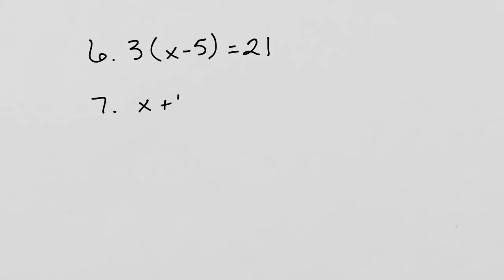Please try these and leave your answers in the comments section. Number 6. 3 parentheses x minus 5 equals 21. Number 7. x plus 4 all over 7 equals 6.